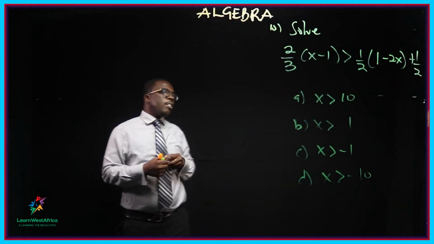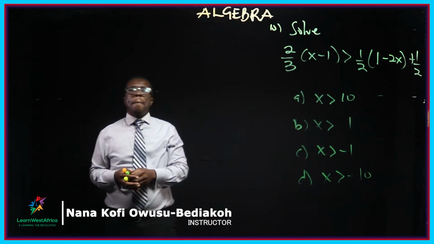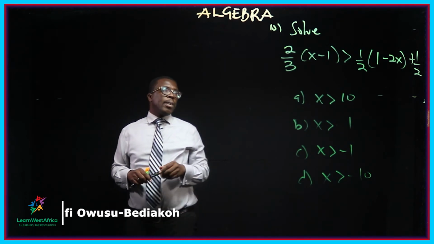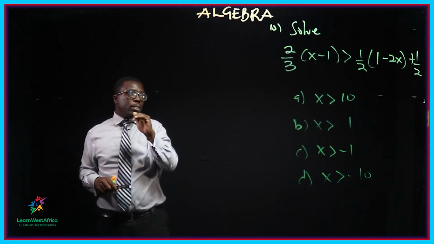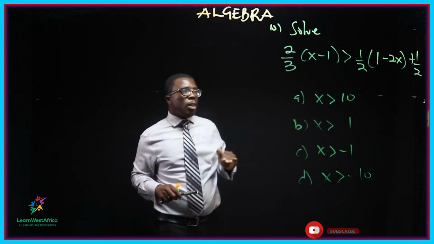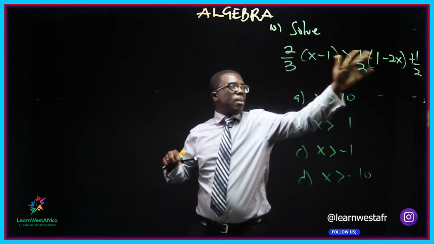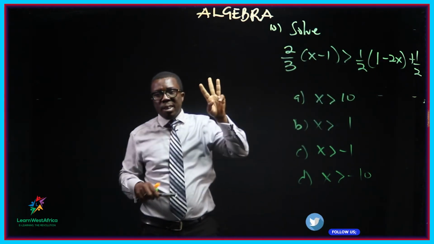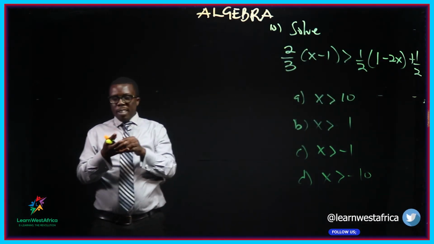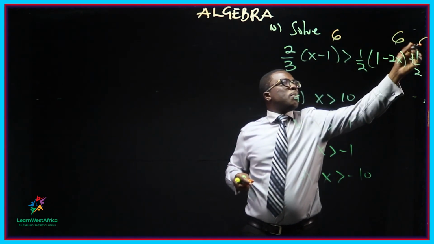Okay, question 10. We solve the inequality the way we solve equations, so you always pick the LCM of the denominators. The LCM of 3 and 2 is 6, and we have 3 terms, so we multiply each term by the LCM, 6.